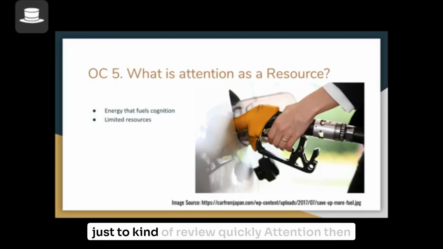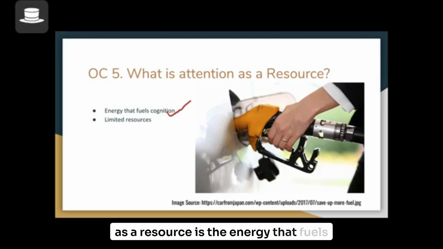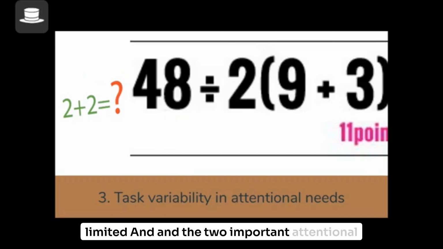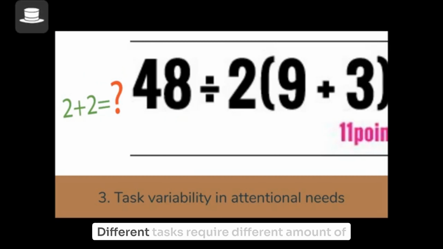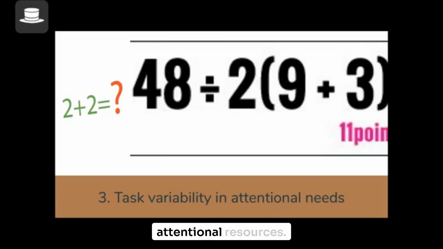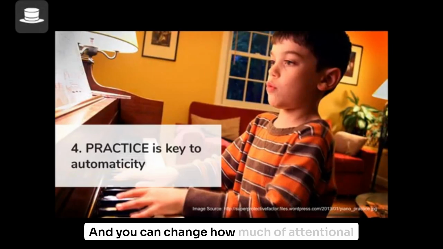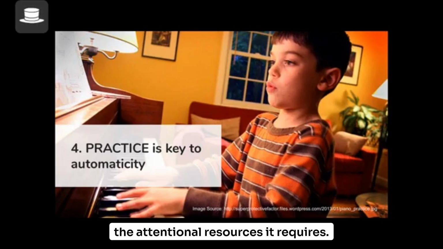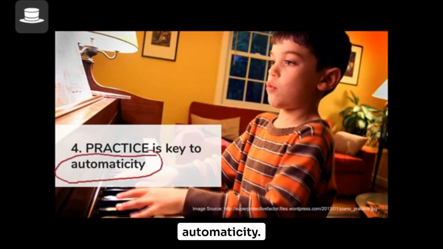So just to review quickly, attention as a resource is the energy that fuels cognition. And we know that this energy is limited. And the two important attentional ideas, I want to review those one more time. First, task variability in attentional needs. Different tasks require different amounts of attentional resources. And you can change how much attentional resources a task requires by practice. The more practice you do, the fewer attentional resources it requires. In other words, practice is key to automaticity.